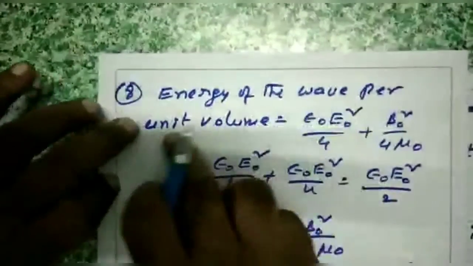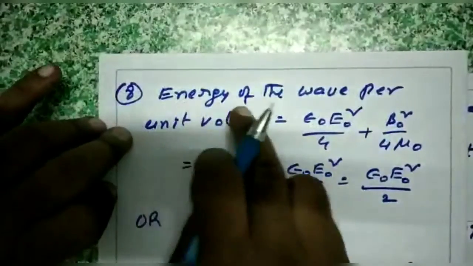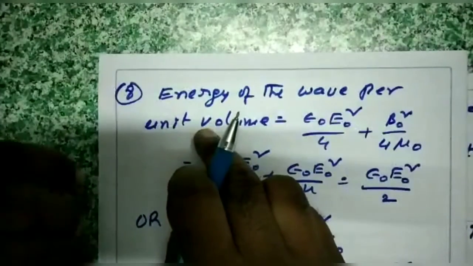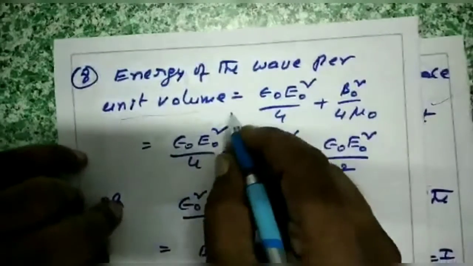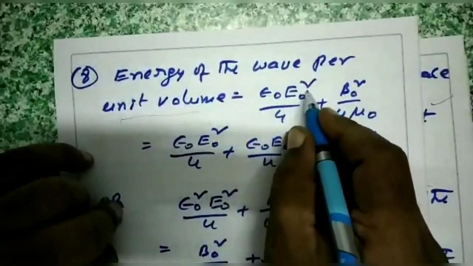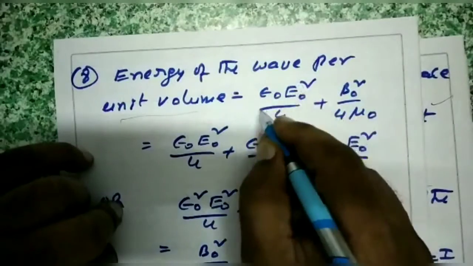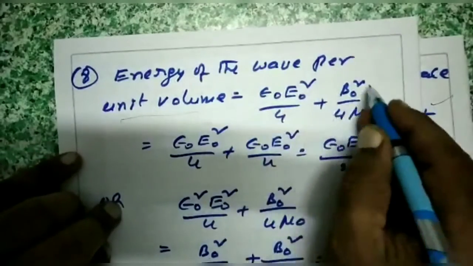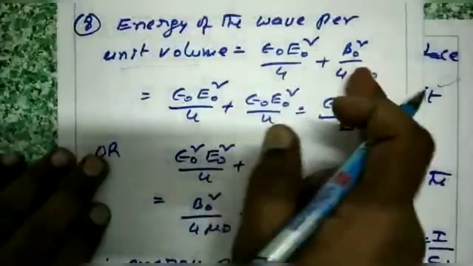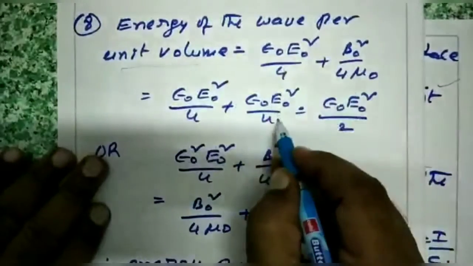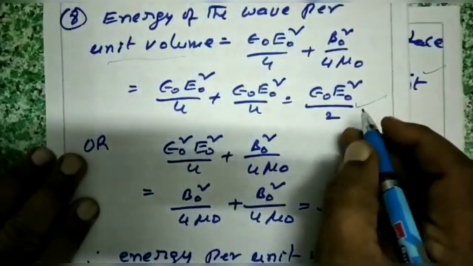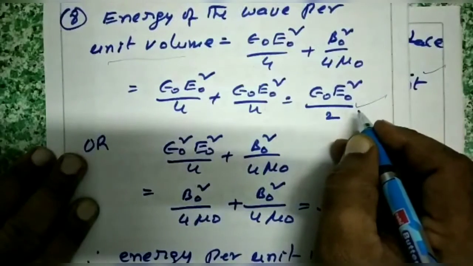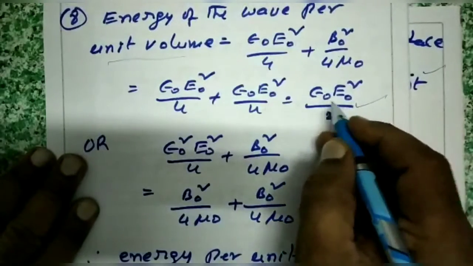After this, next. What will be the total energy per unit volume in an electromagnetic wave? In the electromagnetic wave, some energy is in the form of electric field and some energy is in the form of magnetic field. We have to add both. Then we get the total energy per unit volume of the wave as epsilon 0 E0 square by 4, the energy present per unit volume in electric field form, plus the energy present per unit volume in magnetic field form. But we know both are equal to each other. That is why we can replace this with this. Then this becomes epsilon 0 E0 square by 2.